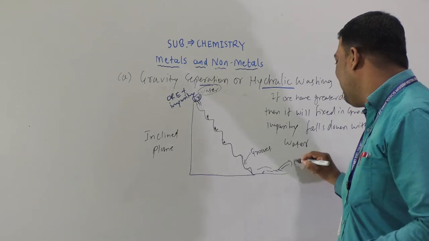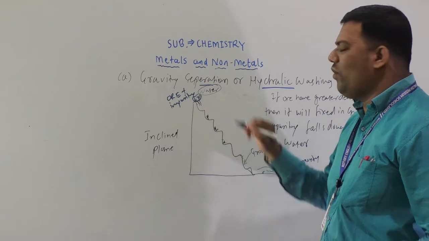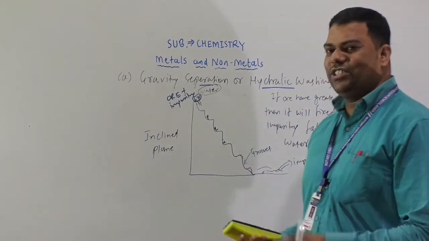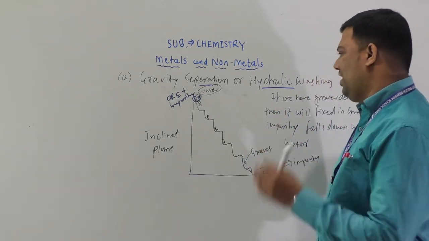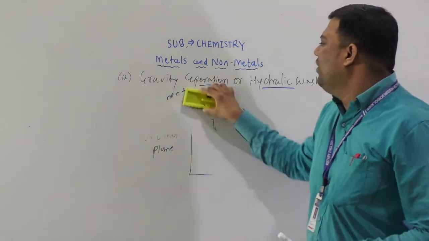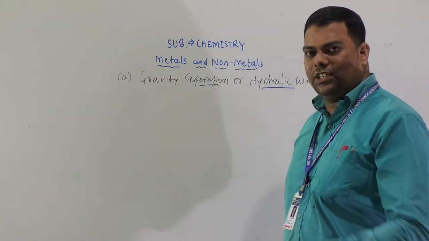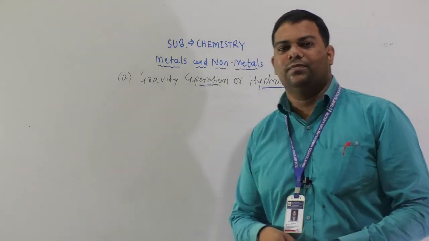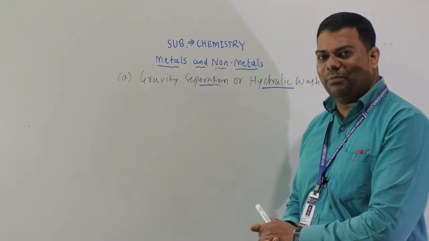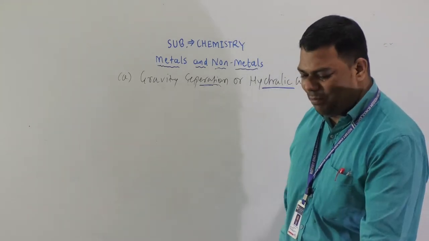So here, beta, we can collect the ore from the impurity. This is simple: gravity separation, or we can say hydraulic washing. For that, we depend on different densities. If your impurity has the highest density, then whatever impurity is there will get stuck in the grooves, and your ore will fall down along with your water. So it is a simple method.